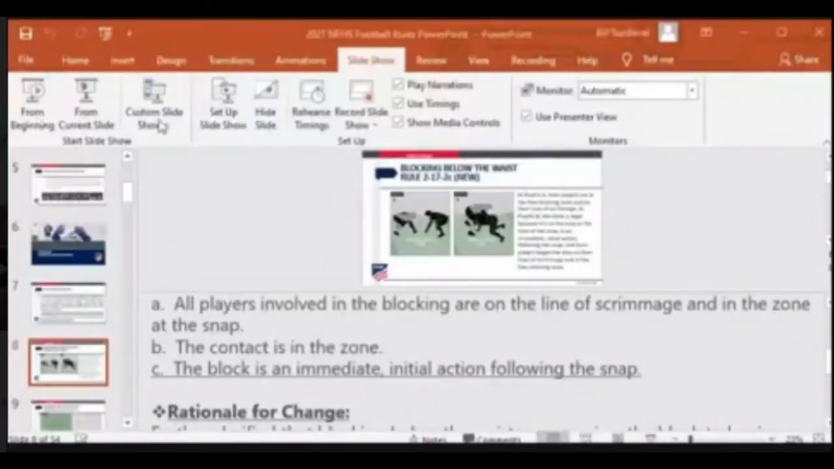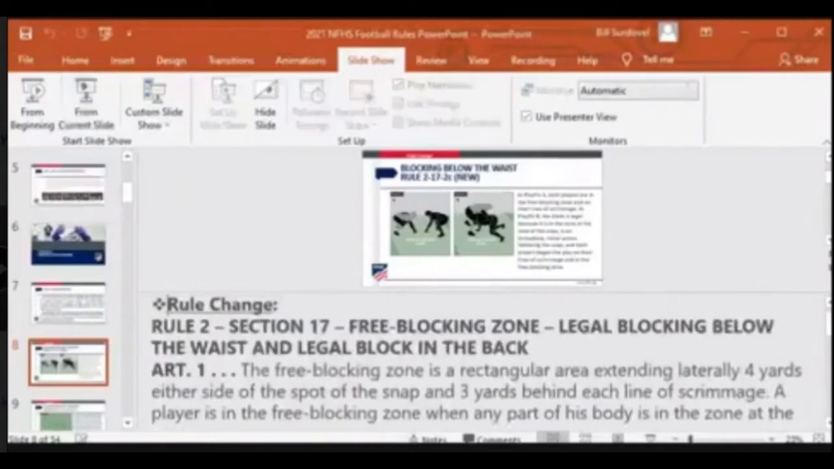Let me go into some of the things from last year. So you see here, this player again, this is the Federation's PowerPoint. You see how right there, head up, immediate block, no problem. We go into all of these things here in terms of blocking below the waist. 65 on to 93, good. 72, although he is in the zone at the snap, going for 55, no good. He cannot be blocked low because he's not in the zone at the snap, even though in this case, he is on the line of scrimmage.